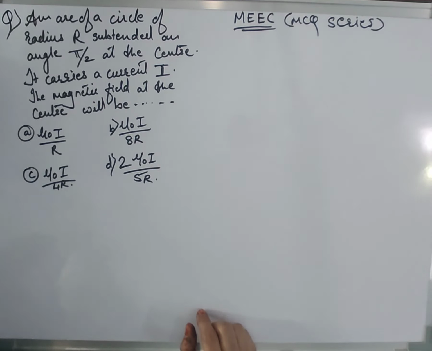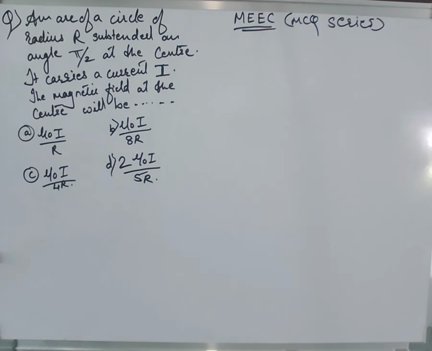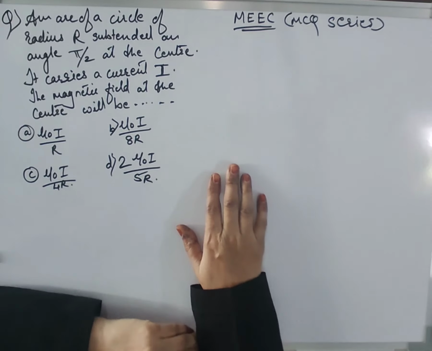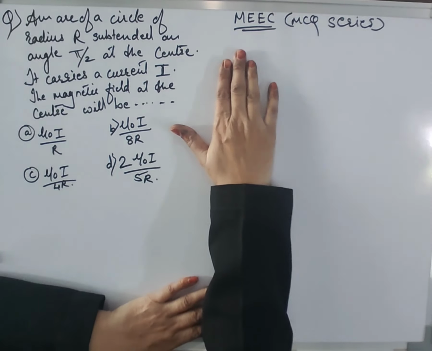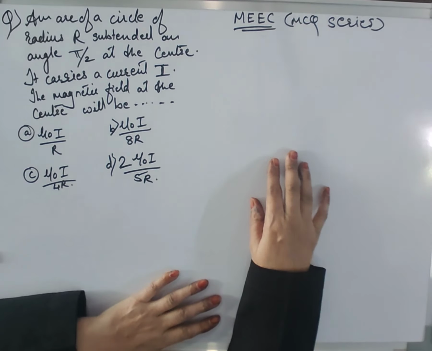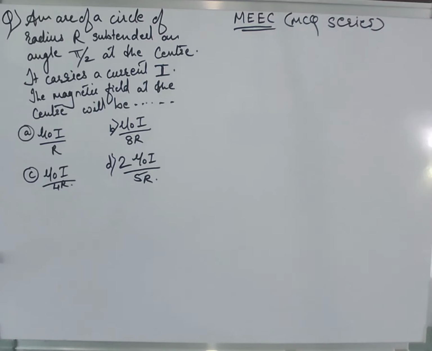So this is an MCQ series on MEEC, magnetic effect of electric current. Children find this chapter, electromagnetism, and two or three other chapters very difficult. So I thought I'll start the MCQ series for this chapter itself, so that it becomes easier for you people. It could help you.